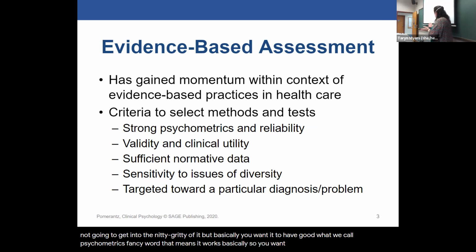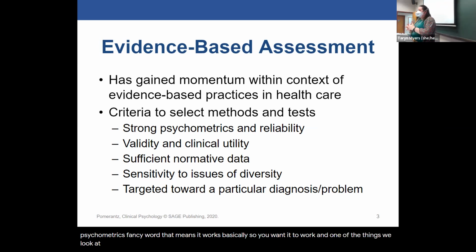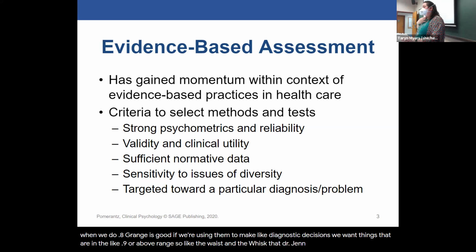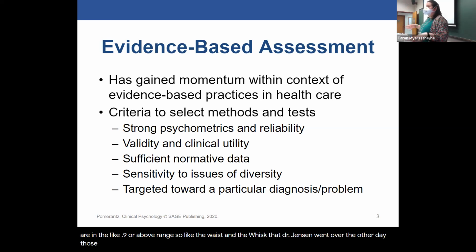So you want it to work, and one of the things we look at is reliability. It's on a 0 to 1 scale, where closer to 1 is better. And typically when we do questionnaires for research, the 0.8 range is good. If we're using them to make diagnostic decisions, we want things in the 0.9 or above range. Like the WAIS and the WISC that Dr. Jensen went over the other day, those are in that range.